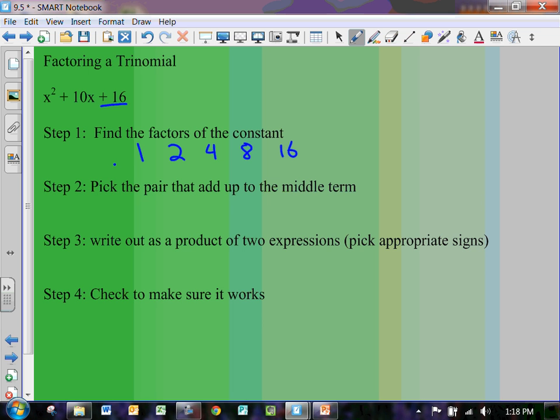And I like to think of these as pairs. So if you're going to think about pairs, 1 times 16 gives you 16. 2 times 8 gives you 16. And 4 times itself gives you 16. So that's the first piece.